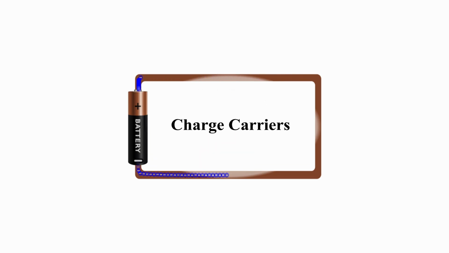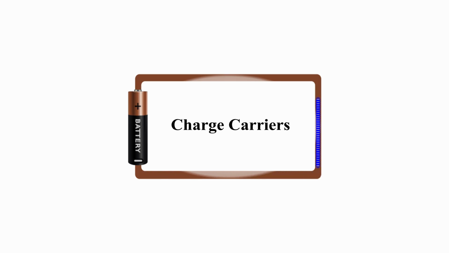Let's take the same circuit from the previous video on electricity. Since the electrons move around the circuit due to a push, these electrons drift slowly in one direction with an average speed, which we call drift velocity, and these electrons carry electric charge across the circuit, and thus we call them charge carriers.